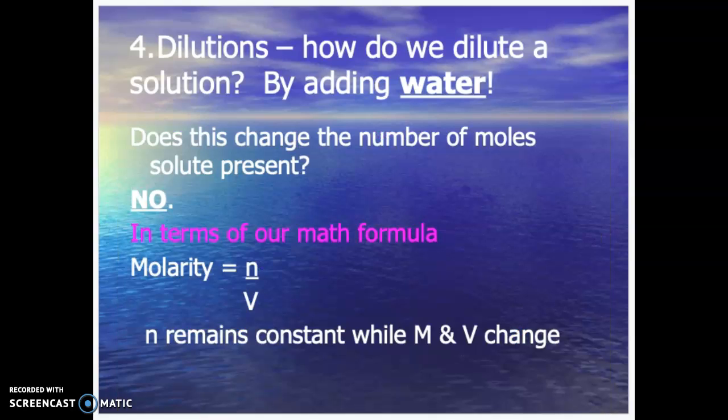In terms of math, we remember that our molarity formula, from when we talked about concentration, is molarity equals moles of solute divided by volume in liters of solution. Since our moles of solute stays the same, my n in that formula remains constant. My n, my moles of solute, does not change while I have a dilution problem.